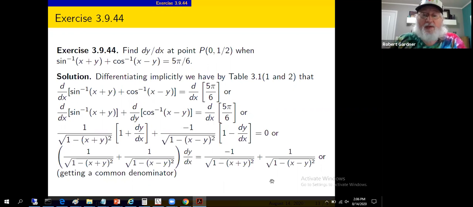All right, so we've got this thing times dy dx equals that thing. So to find dy dx, really all we have to do is divide by this, and that'll give us a compound fraction with that thing in it. I'm going to try to simplify it a little bit before we do the division.